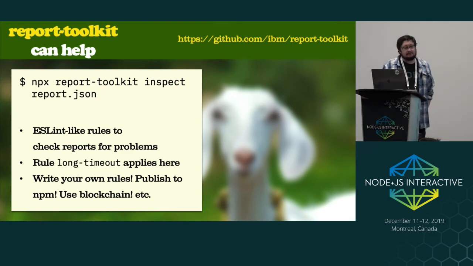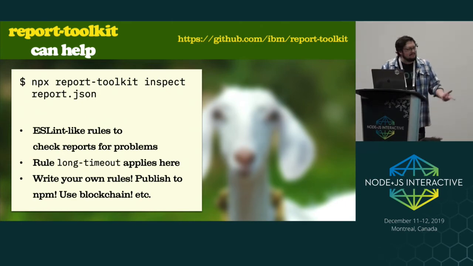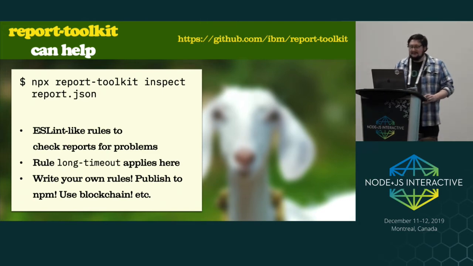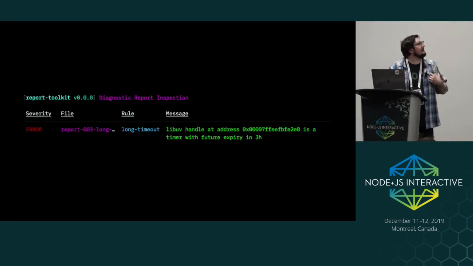And you could write your own rules for this. It's like a plugin system. It works like ESLint would. So you can write your own rules and publish them to npm. You could have it talk to the blockchain. I'm not sure why you would do that, but you could. And this is what the output would look like.